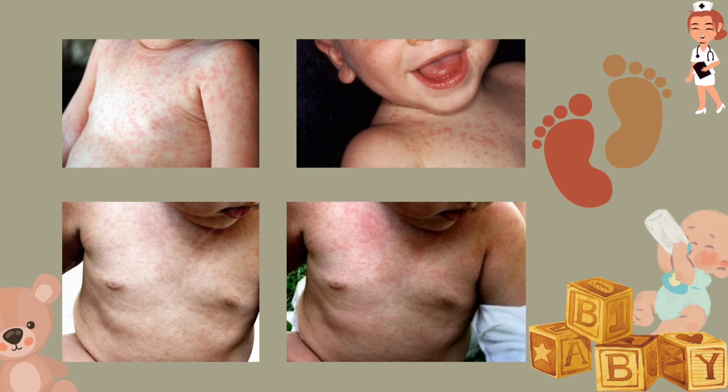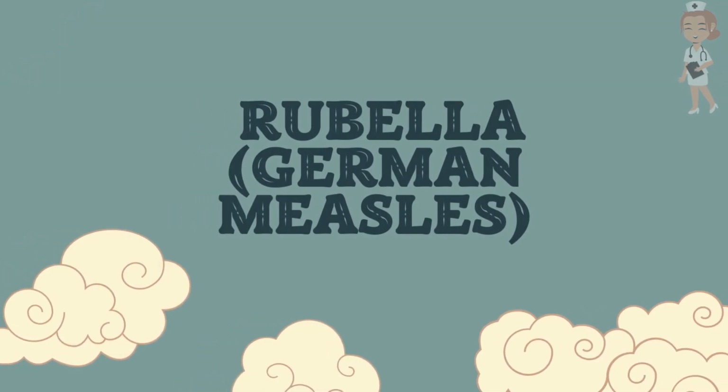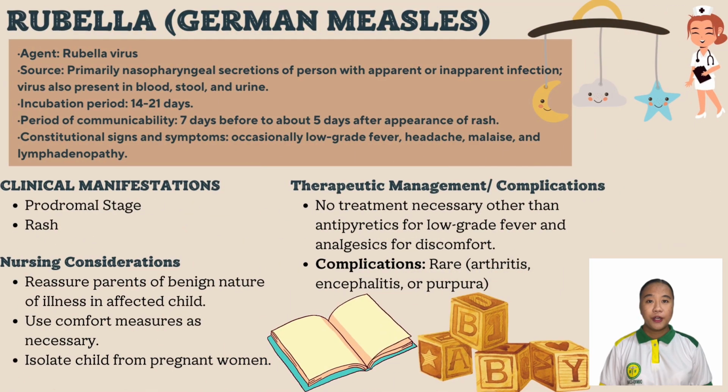This is what exanthem subitum looks like. Rubella or German measles. Agent, rubella virus. Source, primarily nasopharyngeal secretions of person with apparent or inapparent infection. Virus also present in blood, stool, and urine.